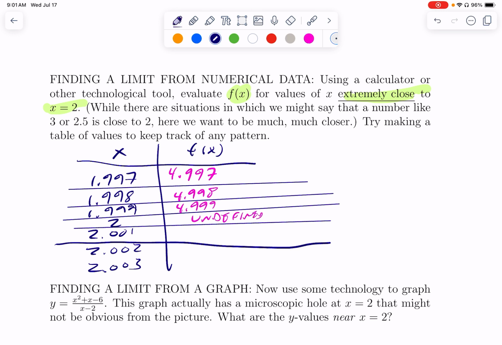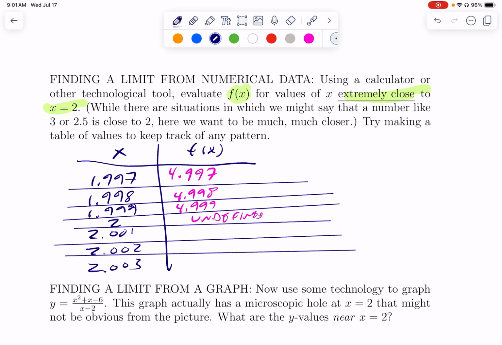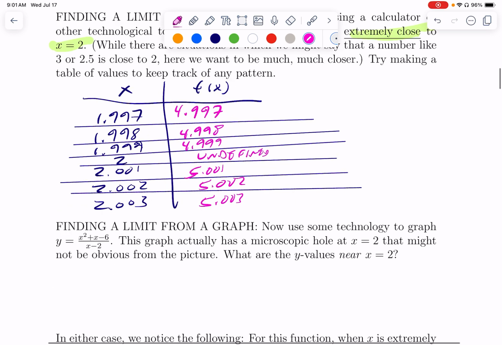And if I keep going with these others, all of these x values are very close to 2. And I might notice there's a pattern in these y values that I'm getting. So this is one way of making sense of what we feel like it's supposed to be. We'll gather numerical data. We could also look at a graph.